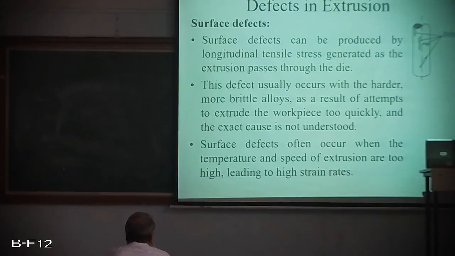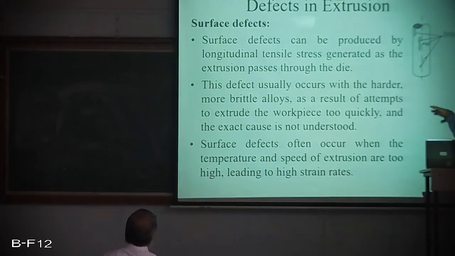So finally we have surface defects. Surface defects can be produced by longitudinal tensile stress generated as the extrusion passes through the die. This defect usually occurs with harder, more brittle alloys as a result of attempts to extrude the workpiece too quickly. So the extrusion rate should be based on the type of material that you are using.